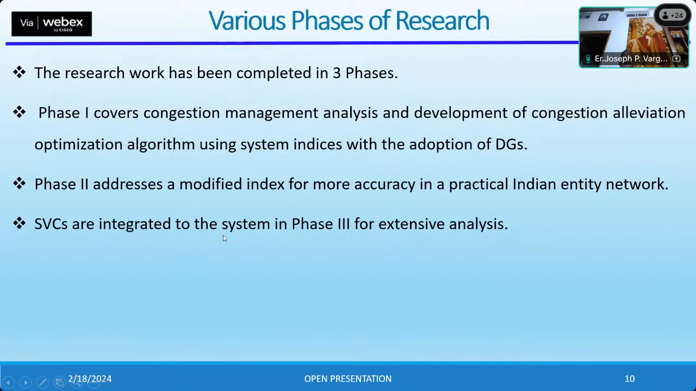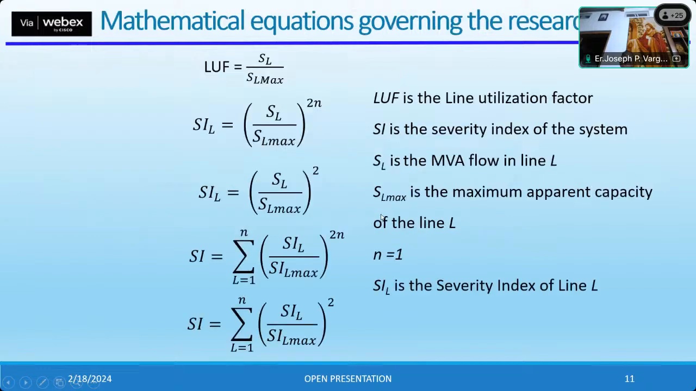Phase 1 covers congestion management analysis and development of the algorithm, an optimization algorithm using system indices with the adoption of DGs. Phase 2 addresses a modified index for more accuracy in a practical network, and for this practical system, we have considered our own system, the KSBL system, a part of the system. Static var compensators are integrated to the system in phase 3, and this is not included in this presentation.